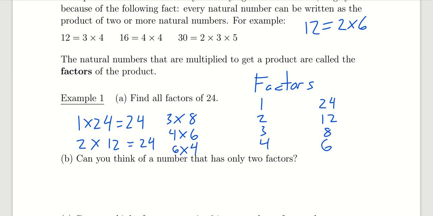Now 6 does go into 24. We know that 6 goes in 4 times, but we've already written both of these factors when we did 4 times 6. And any other factors that come from continuing this pattern would just be the reverse order of the factors that we already have. So if we list them in order, the factors of 24 are going to be 1, 2, 3, 4, 6, 8, 12, and 24.